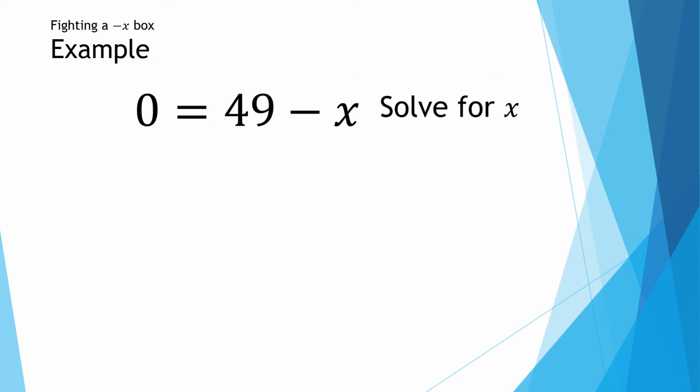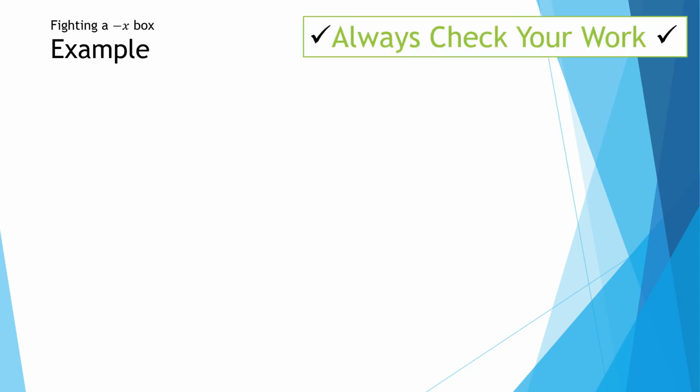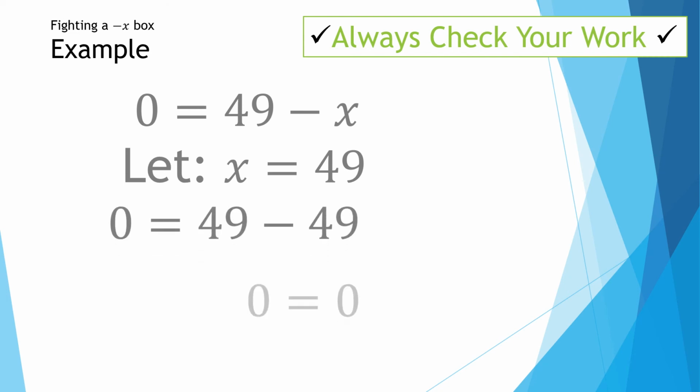0 equals 49 minus x. That's the original problem. I'm going to move the x over to the other side. And I did 2 steps here at one time. 0 plus x is still x. So x is equal to 49. We're done. Well, we're not done. We need to always check our work. If we think that x is equal to 49, we better plug in x equals 49 and see if it works. So we have 0 is equal to 49 minus 49. Well, that's definitely true.